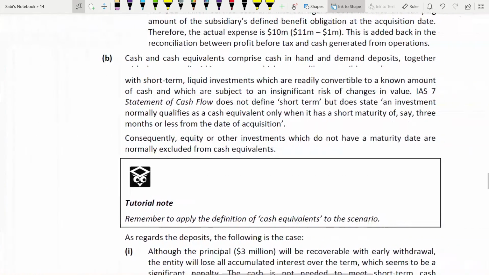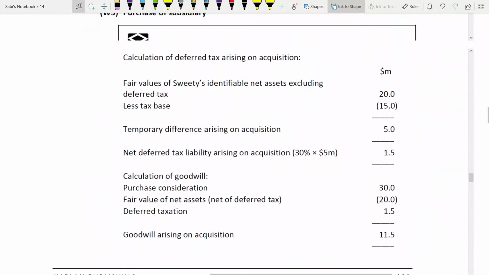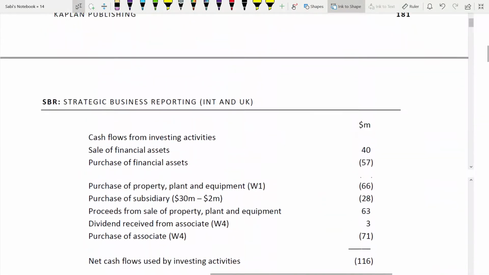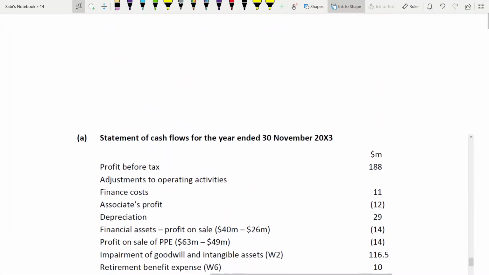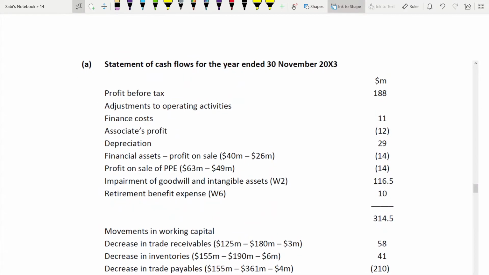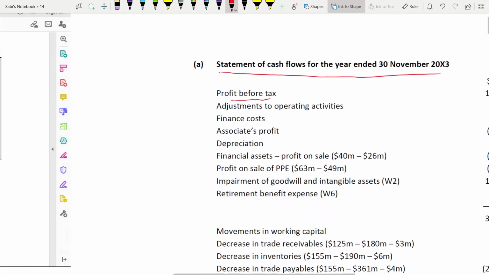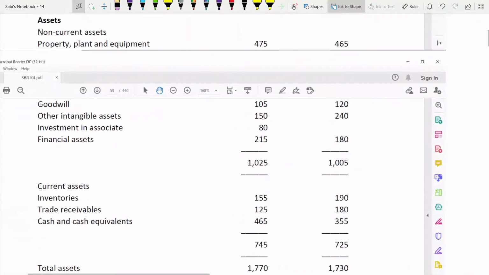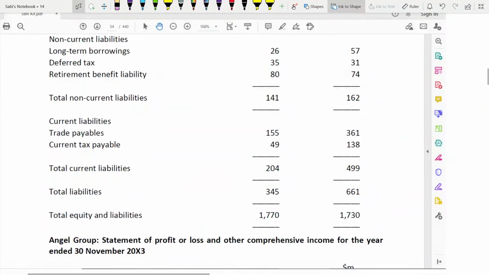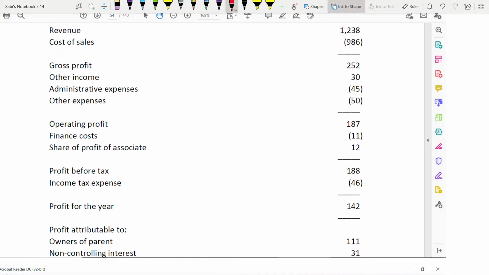Now let's start with part A. Part A is mostly calculations. Because no narratives are required, this will save a lot of time. Okay, this is very easy. Statement of cash flow, you start with the heading. Statement of cash flow for which year? 30th November 2003. Then the starting position, because it is the indirect method, is profit before tax. Profit before tax is given to you here. We can check the statement of profit and loss, 188. Okay, we can take it as it is.